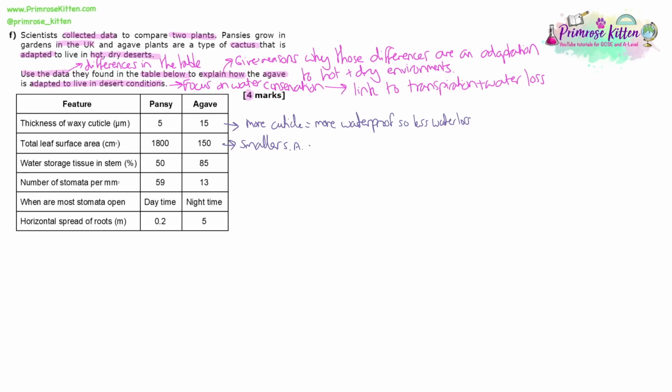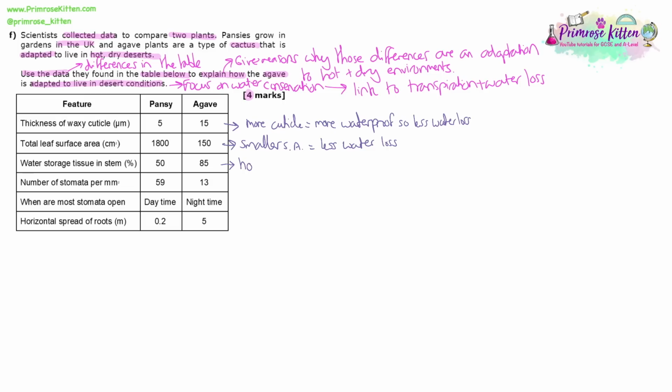The total leaf surface area, so you've got 1,800 versus 150 here. So the agave has a smaller total surface area of the leaves, therefore we're going to have less water loss. For the same reason we talked about with our shoots and why the plant leaves need to be the same size: bigger leaves, larger area, the more surface area you have for water to evaporate from.